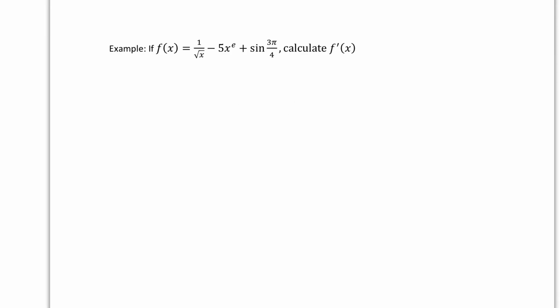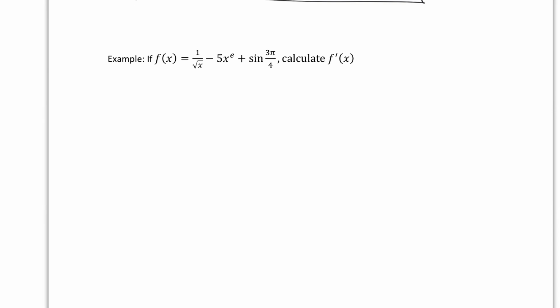Let's go ahead and try one more. We have f(x) equal to 1 over root x, minus 5x to the e, plus sine of 3 pi by 4. So go ahead and pause the video and give this one a try. All right, so this we need to rewrite as x to the negative 1 half. And sine of 3 pi by 4, well, you might have thought about the unit circle and tried to figure that out, but let's actually see what happens when we do the derivative.